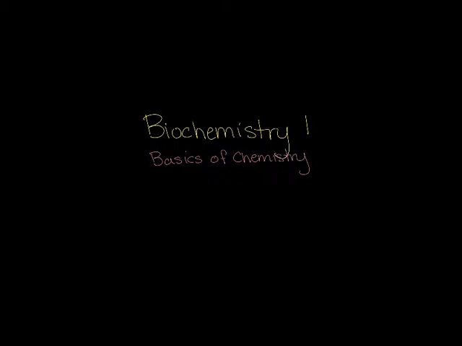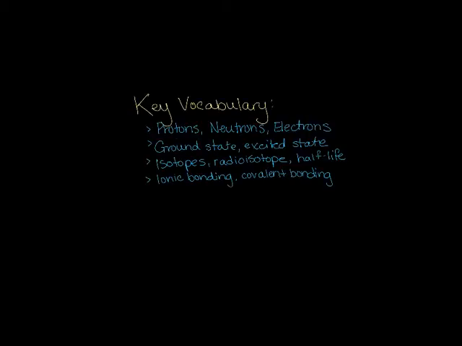So we'll be breaking down biochemistry into 3 sections. The first starts with the basics of chemistry. In discussing the basics of chemistry, our vocabulary is going to focus around parts of the atom, so protons, neutrons, electrons, what happens when those atoms get excited, ground states and excited states, how atoms of the same element can differ, isotopes, radioactive and radioisotopes and half-lives, and finally how chemicals respond to each other, ionic bonding and covalent bonding.